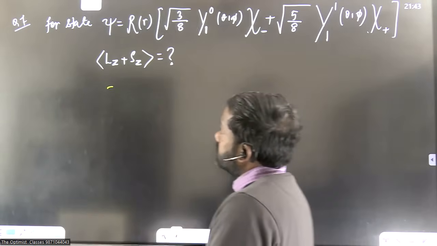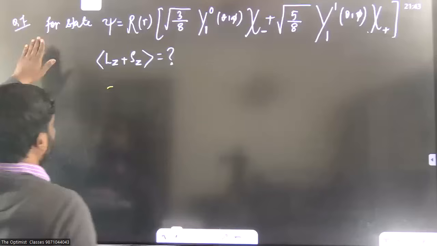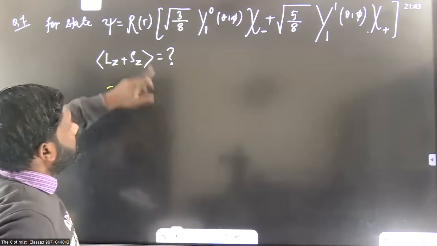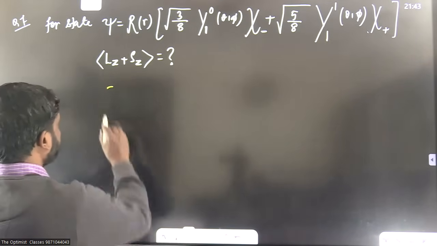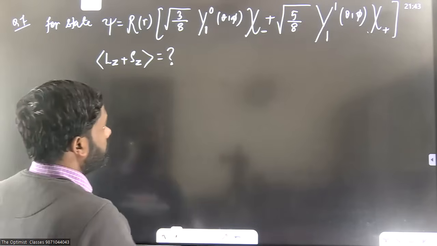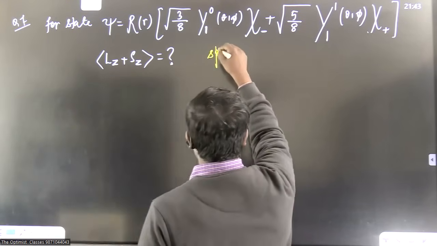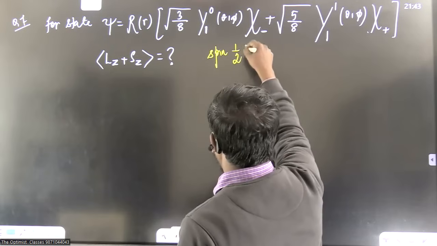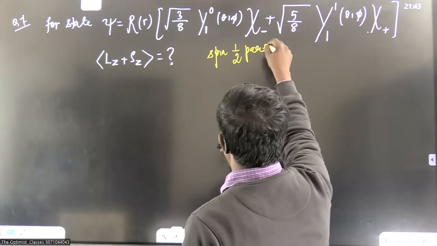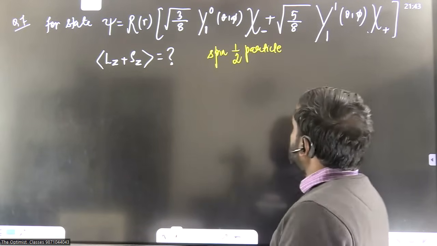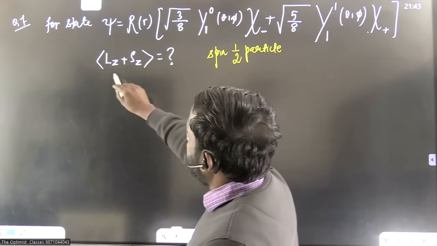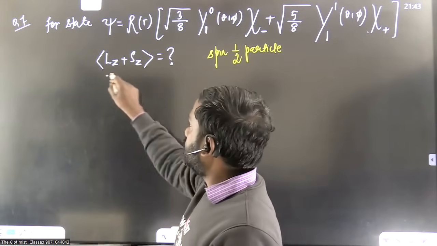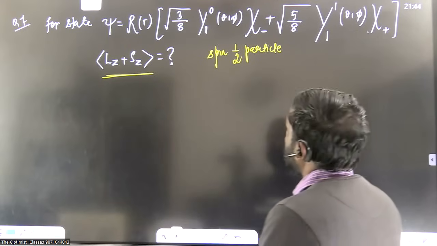Next question. See, the question says, for a state, this is the wave function given for a spin half particle actually. This is for a spin half particle, it is for an electron perhaps. So the question says, what is the expectation value of total angular momentum? Okay, so total angular momentum.